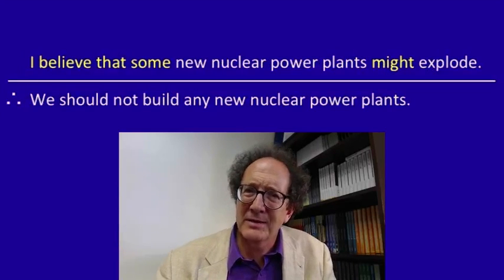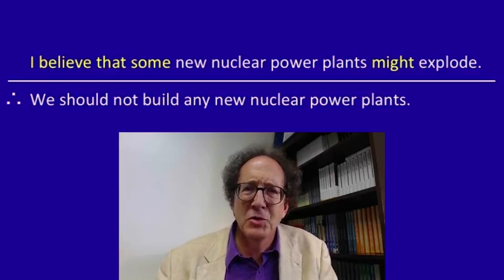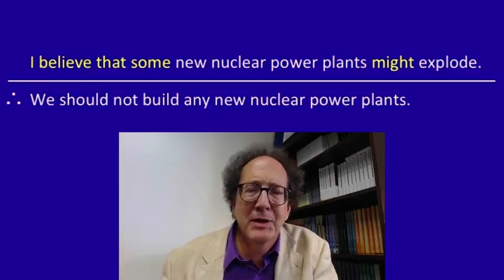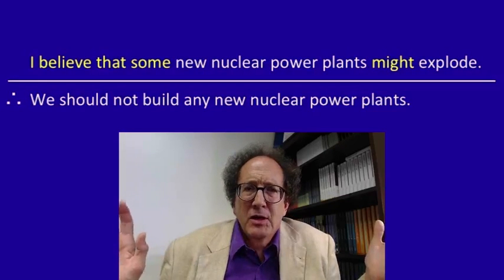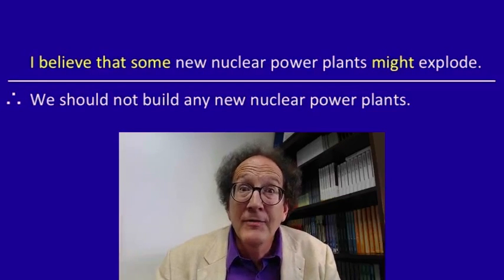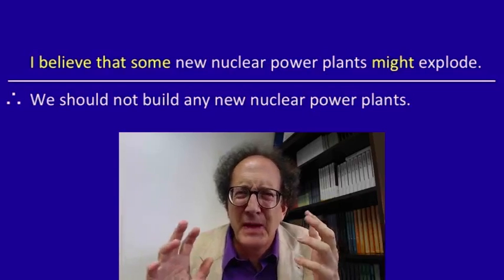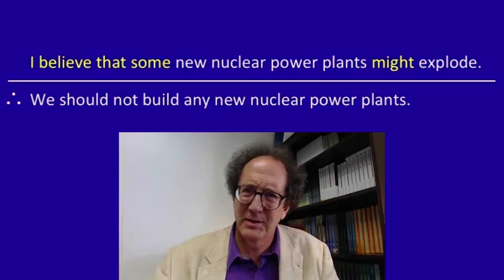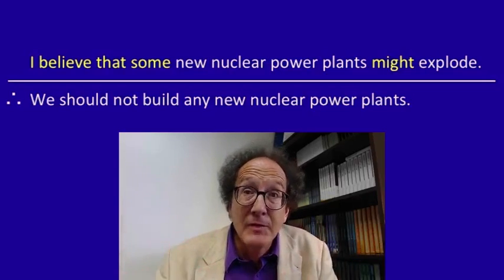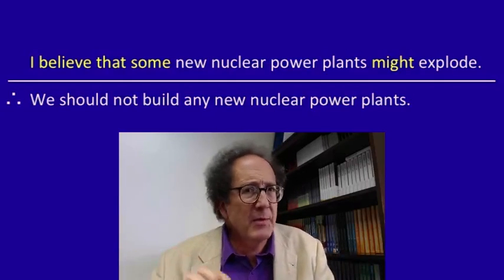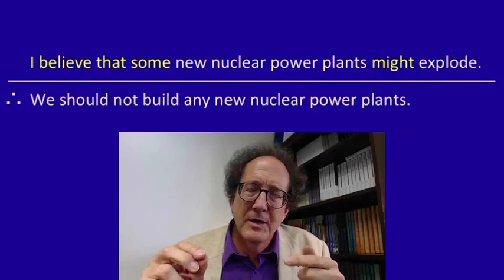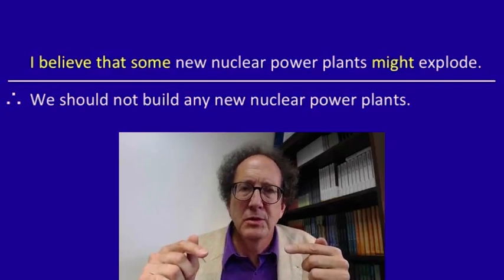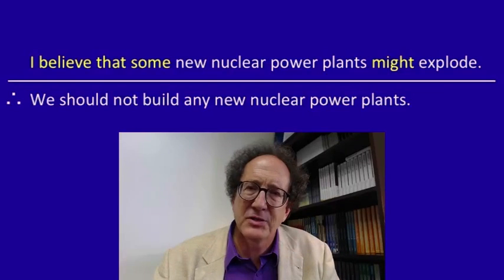Now we've got a premise. I believe that some of the new nuclear power plants might explode. That's going to be hard to deny. I mean, what's an opponent going to do? Show that you don't really believe it? Show that it's not true that they might explode, that there's no possibility that any of them will explode? You're not claiming all of them will, just some of them. So by guarding the premise in this way, you make it more likely to be true and less subject to objection. And that's what guarding does.